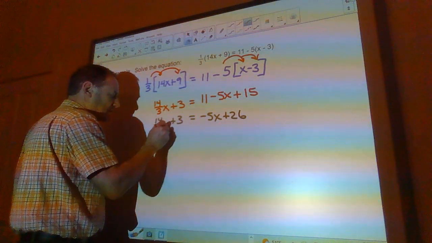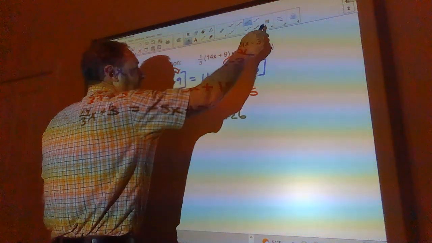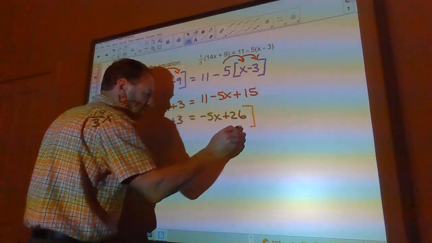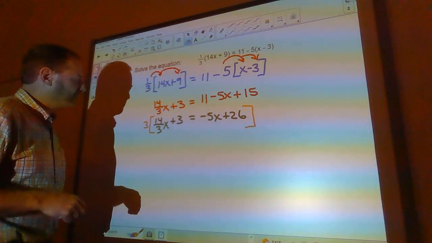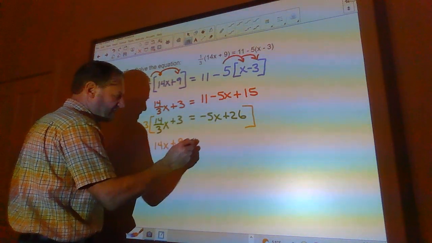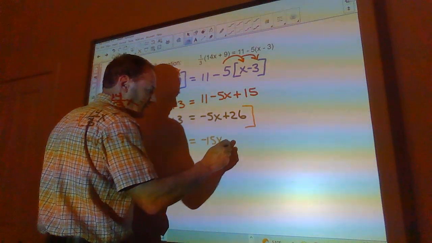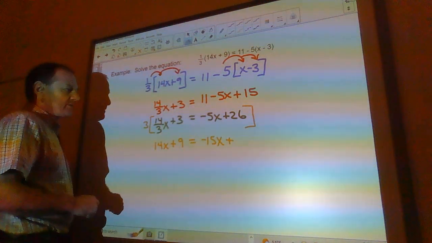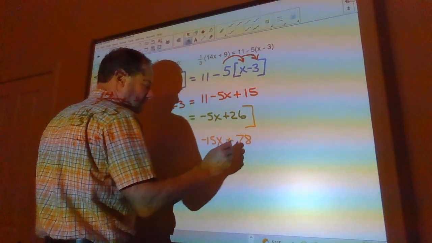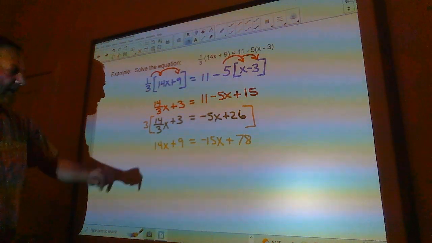Now, here's a chance to simplify your life. I don't like this 14/3. It's easy to make a mistake. Let's just multiply this entire equation by 3. That gets rid of the fraction, so that's 14x plus 9 is going to be equal to negative 15x plus, let's see, what is that, 78. Same equation, equivalent equation, no fractions.